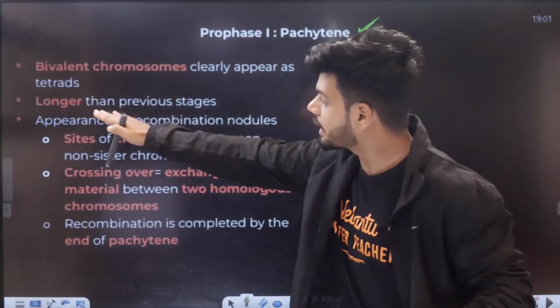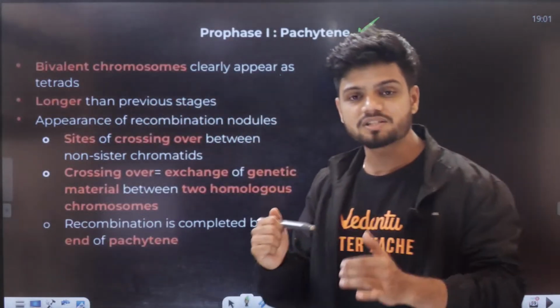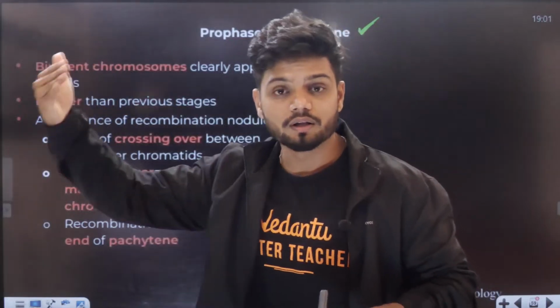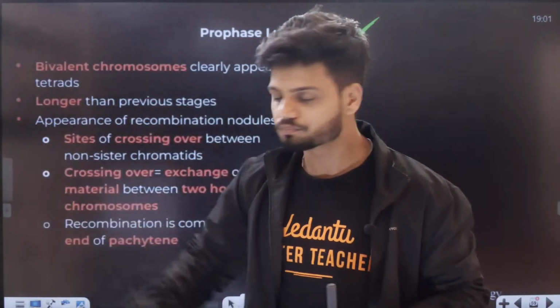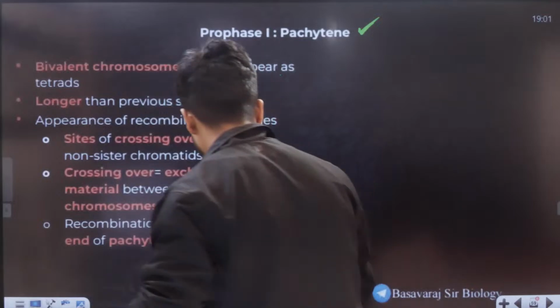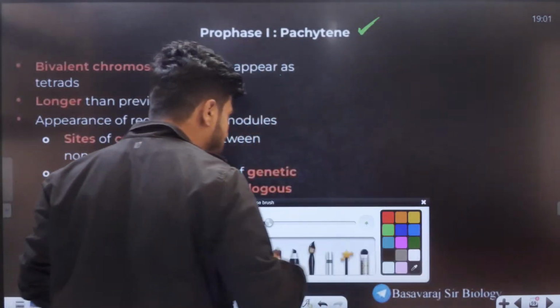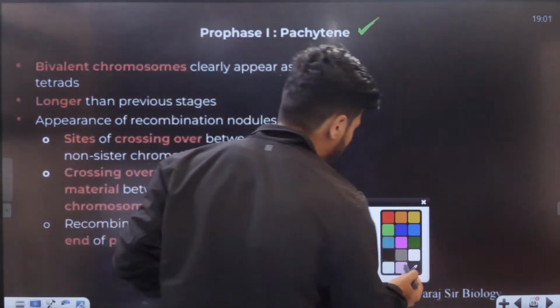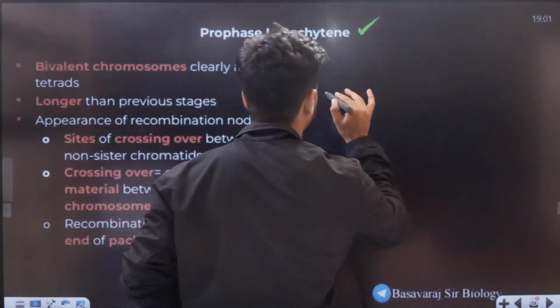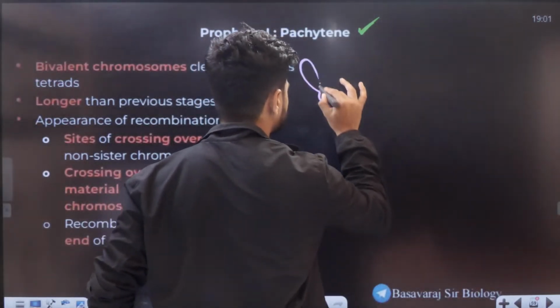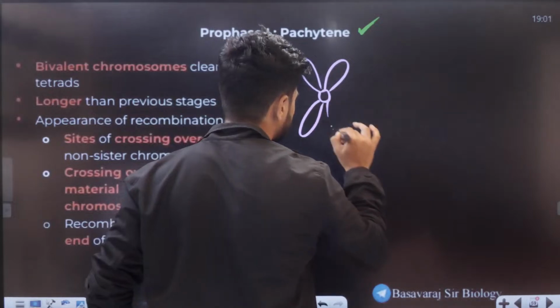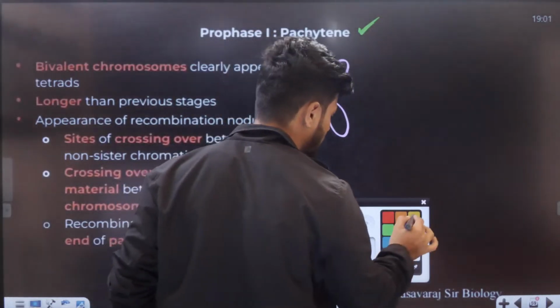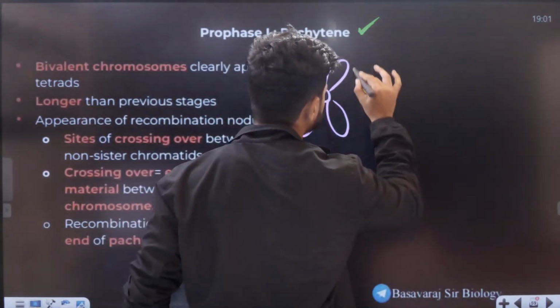It is longer than the previous stages. Pachytene stage is much longer compared to leptotene and zygotene. Okay. Now what exactly is happening here, students? Here there is a process called crossing over, which I want everyone to understand. Crossing over. What is crossing over? What exactly is the meaning of crossing over?